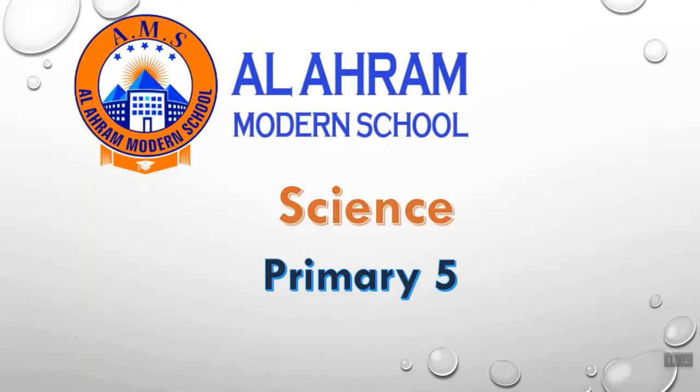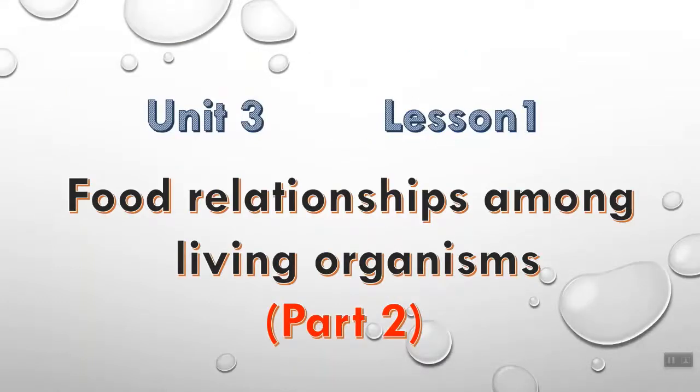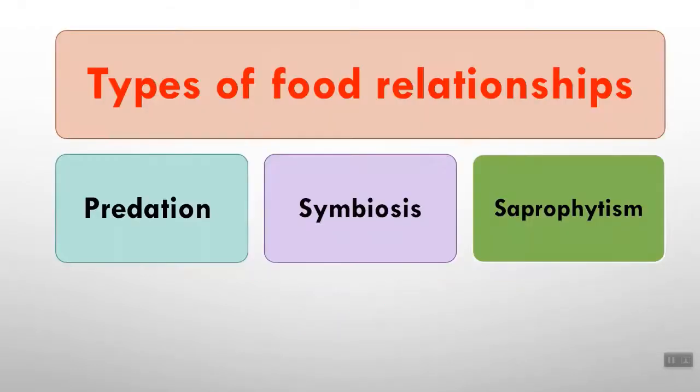Today I'm going to complete our lesson Food Relationships Among Living Organisms. As we said in the last session, we have three types of food relationships: the predation, symbiosis, and the saprophytism. The predation. Do you remember what is the predation?